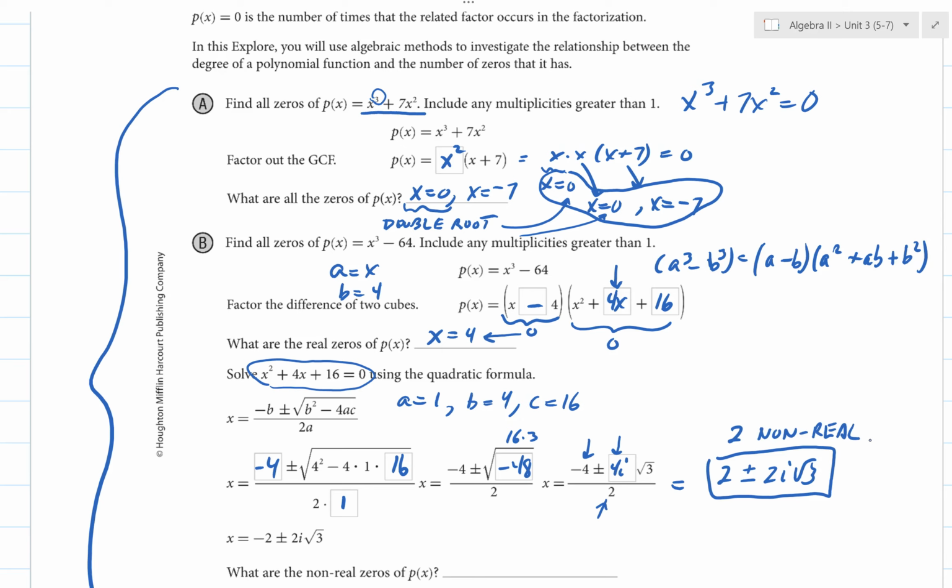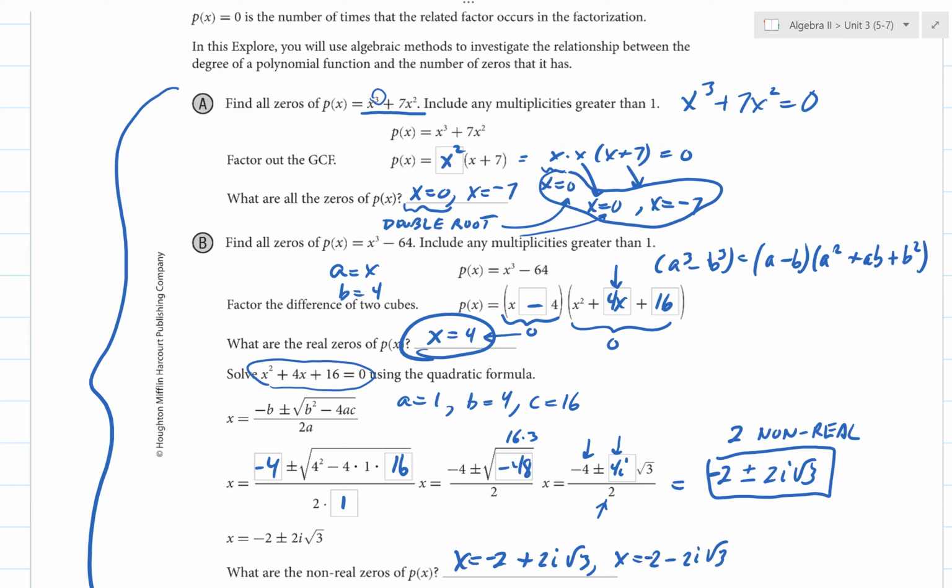So we have one real solution up here, x equals 4, and two non-real solutions. If we write those out separately, you can see each one individually. x equals negative 2 plus 2i root 3 is one solution, and x equals negative 2 minus 2i root 3 is the other solution. Okay? Is it negative? It is negative 2, you're right. Negative 2, negative 2, negative 2. Okay, so good. Thank you for catching that. Those are all negative 2's.